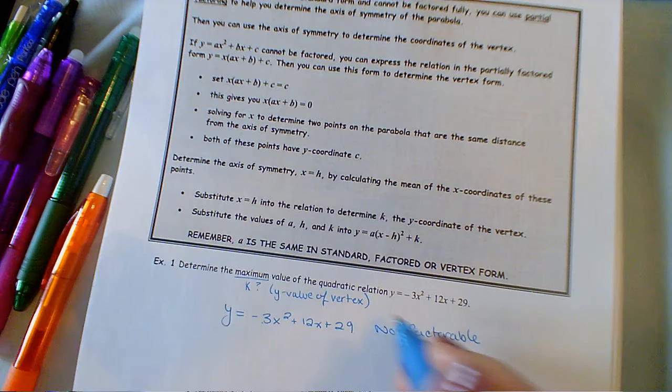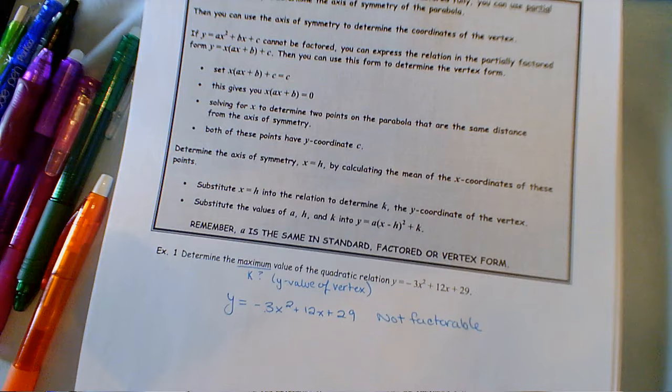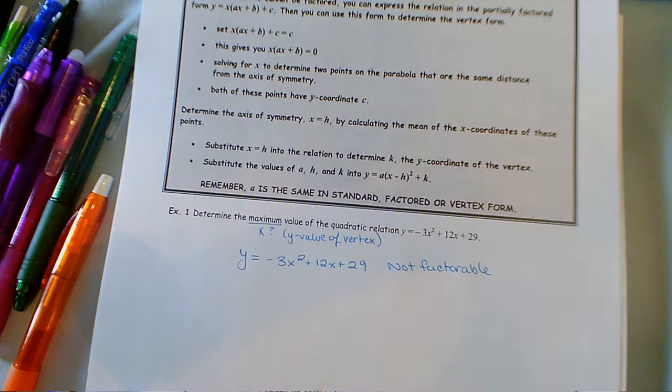Okay, so if you go through all your factoring techniques, you're going to find that none of them work. So that means its x-intercepts are probably very ugly decimals. Or maybe it doesn't even have x-intercepts. Maybe it doesn't even touch the x-axis. So that would make sense then why it's not factorable.